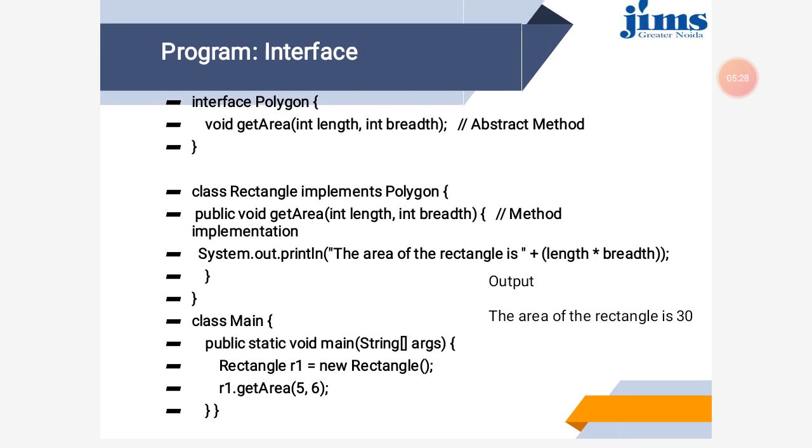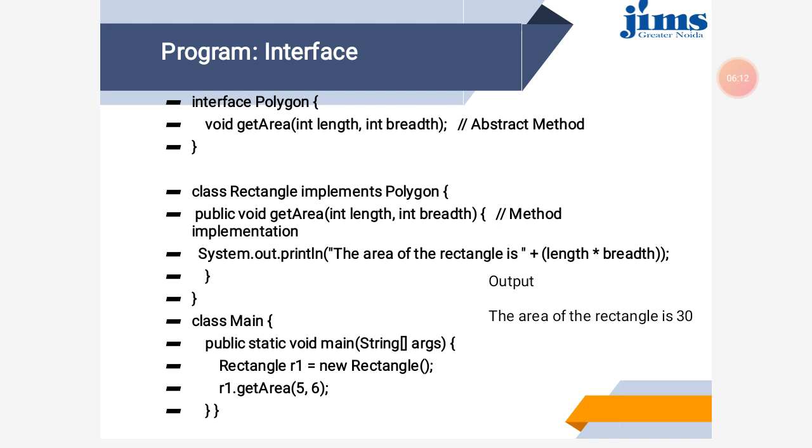See, in this program, there is one Polygon, and this contains one getArea method, that is an abstract method, and a Rectangle class is there, which is using this Polygon using the implements keyword. So when any class mentions the implements keyword, that is only used for inheriting an interface, not for inheriting simple classes or abstract classes. So Rectangle is implementing the Polygon interface. So it is the duty of the Rectangle class to give a definition to the getArea abstract method.